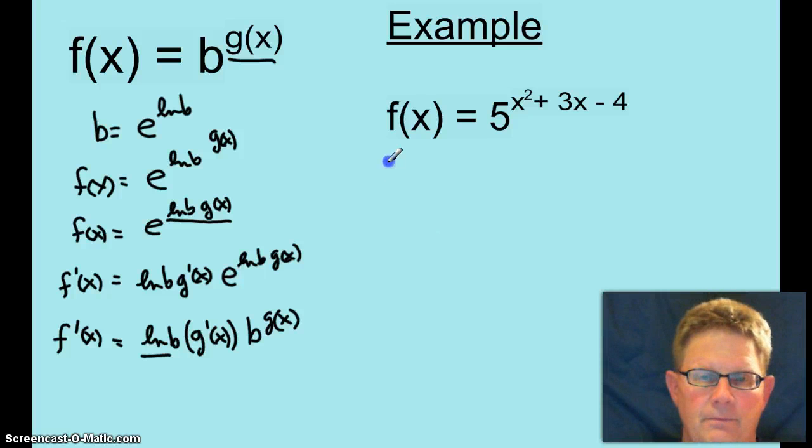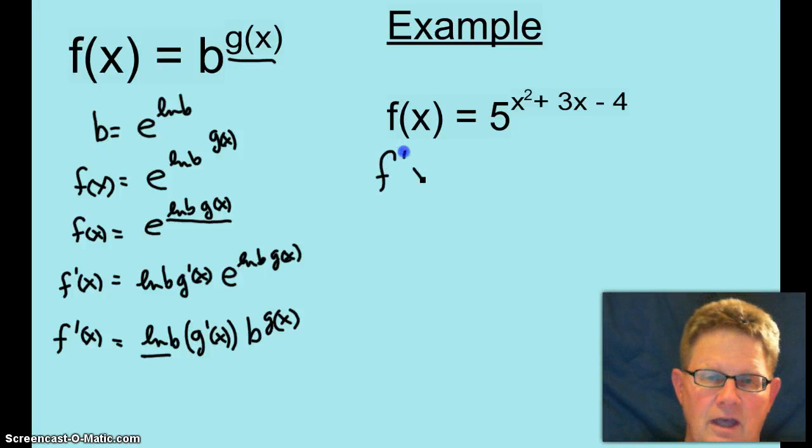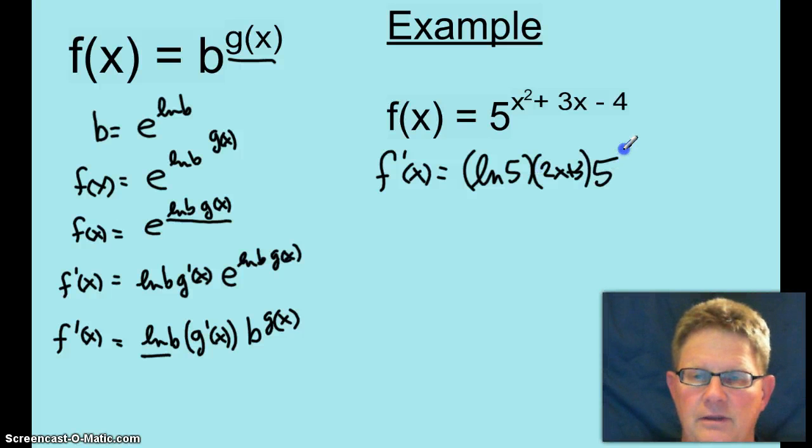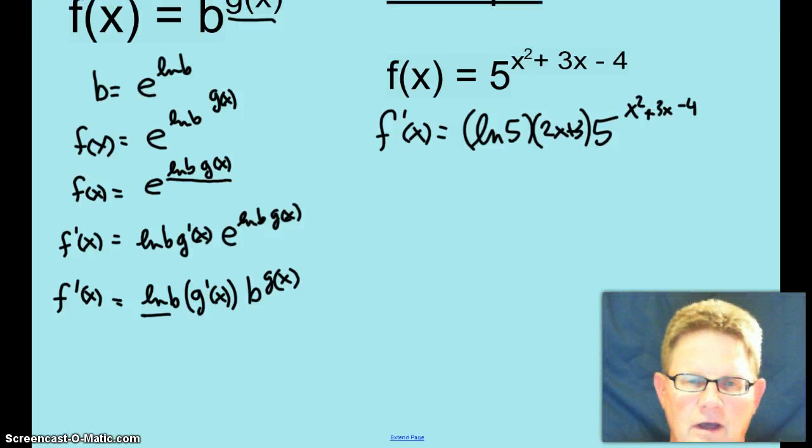Here we go. How do you put it into practice? F prime of x equals, take the natural log of the base, ln of 5, multiply that by the derivative of the exponent, 2x plus 3, and then multiply by the original exponential, 5 to the x squared plus 3x minus 4. And you were asked to find f prime of negative 4.